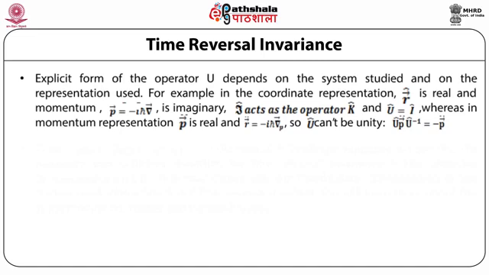Whereas if we use the momentum representation, in which the momentum vector is real and the position vector is imaginary, that is, the position vector is given by minus iota times h cross times del operator with respect to p, where the del operator is the differentiation with respect to the momentum vector, then here the operator U can't be unity, and we get the relation: operator U acting on the momentum vector p times operator U inverse is equal to minus of momentum vector p operator.